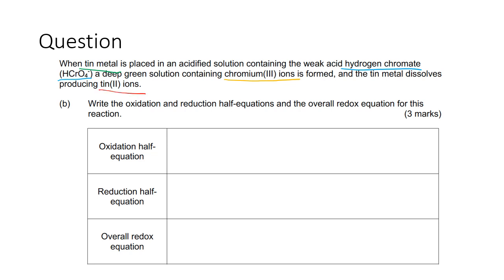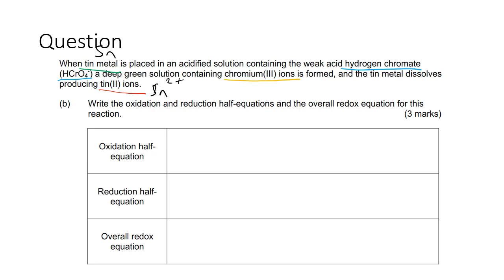Okay, you've got 4 things. 2 of them are going to be part of the one half equation, and 2 of them are going to be part of another half equation. So the tin metal and the tin ions are going to be in one half equation because there's tin in both of those. All right, so let's go through it. Tin, Sn, goes to tin 2 ions.